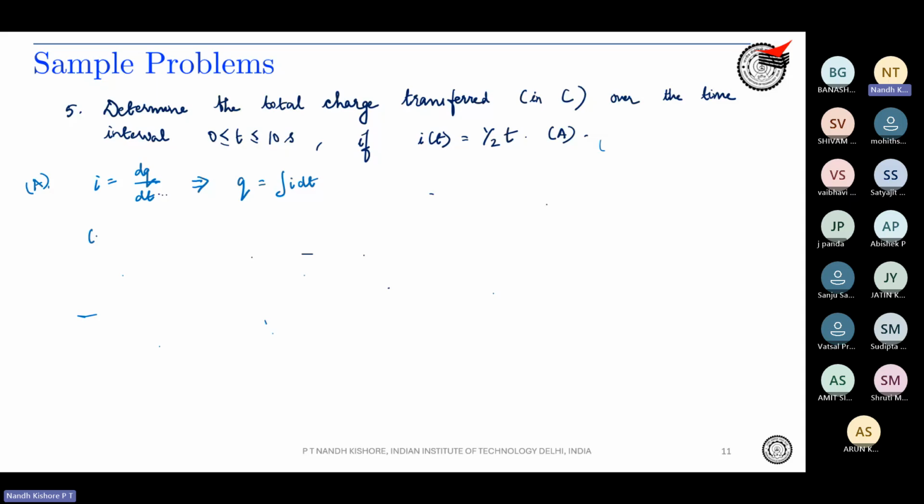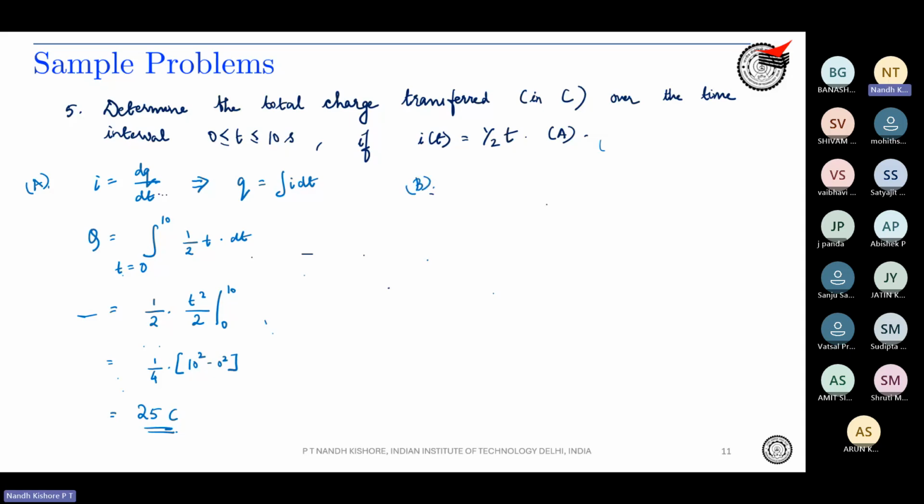So your total charge is going to be what? Your time interval is between 0 to 10. T equal to 0 to 10, I of t is given as half t dt. All right. So half into integral t is basically t square by 2, 0 to 10. Right. So this is basically 1 by 4 into 10 square minus 0 square. Correct. So you get 25 coulombs. Agreed? This is one way of doing this.